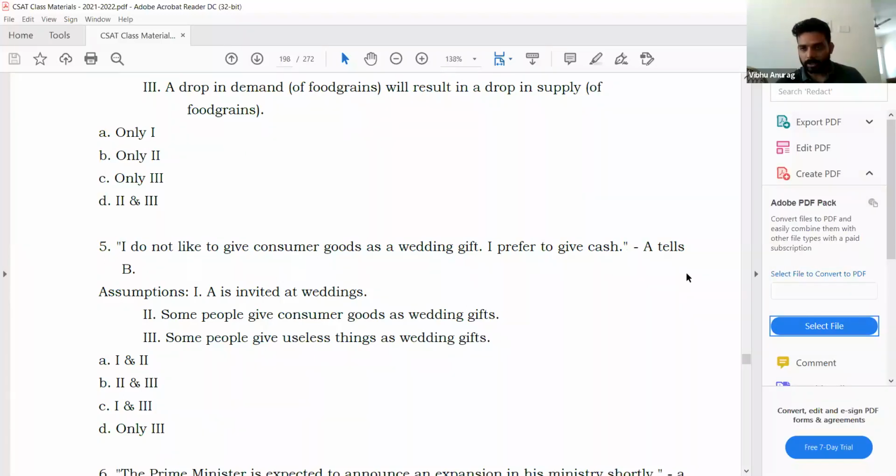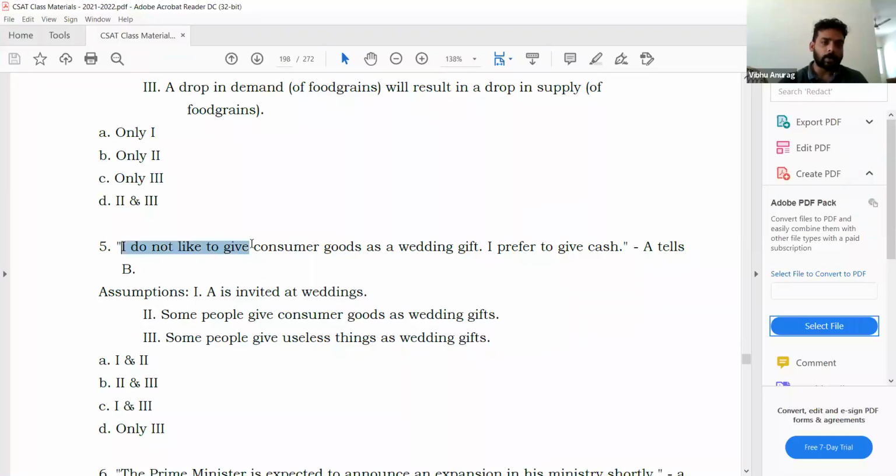Inviting and goods, how is it interlinked? Are you talking about interlinking between assumption 1 and assumption 2, or are you talking about the statement and assumption 1? Like, are you trying to interlink statement and assumption 1?